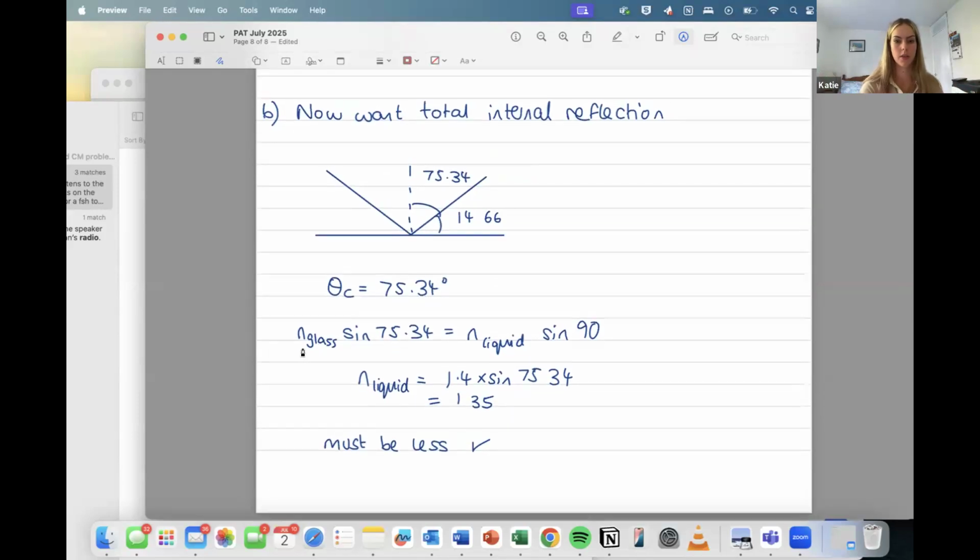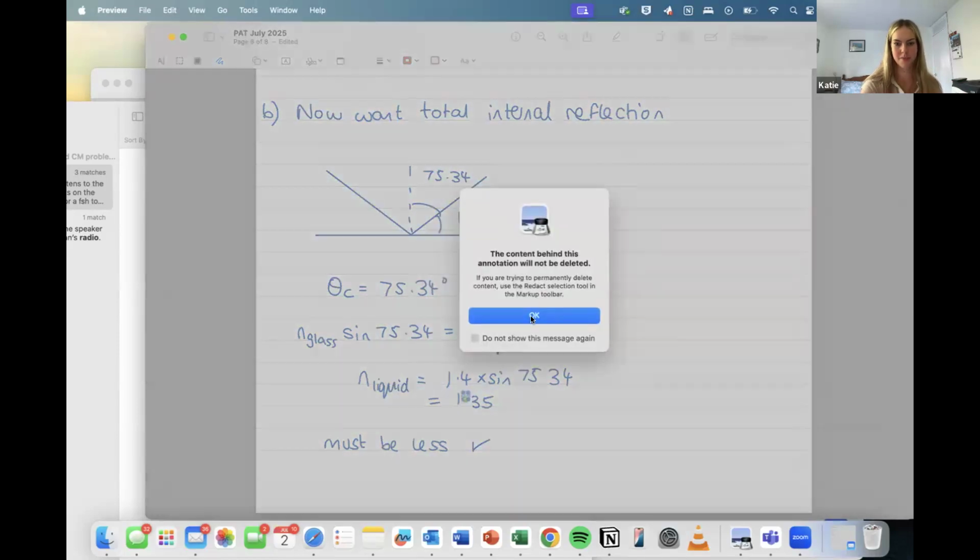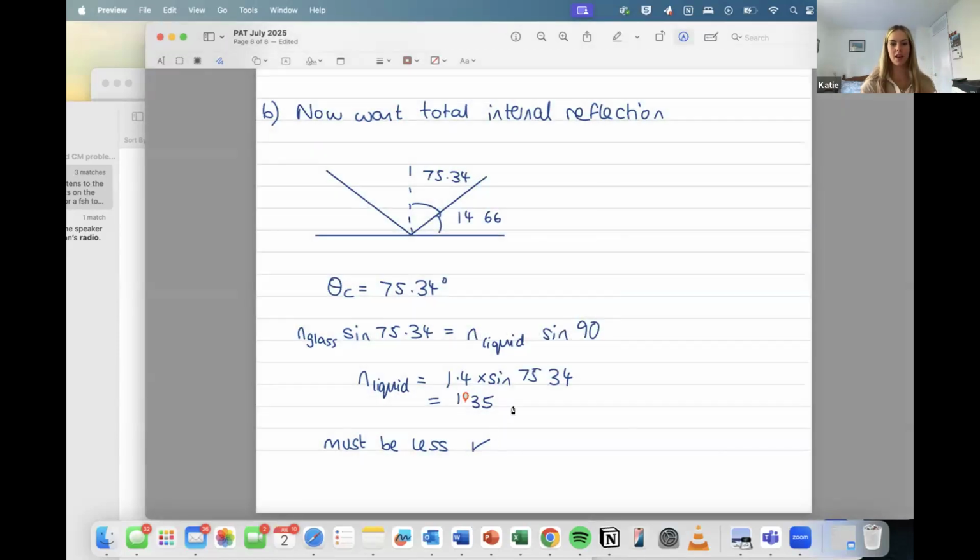Then we use the fact that n of the glass times sine 75.34 equals n of the liquid times sine of 90 for this total internal reflection condition. Then we can just work out what n of the liquid is. We just get 1.4 times sine 75.34, so we're left with 1.35 as our maximum refractive index.